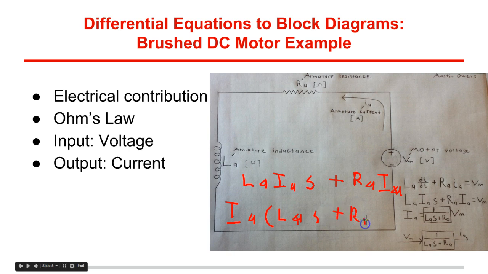From that, you're able to bring it over to the other side where VM is. So your control system becomes VM: whatever the signal is, it's VM times the block diagram, which is what we just did. We factored it on the other side, and this is what it would look like. Then the output would be the current. And that's how you get your block diagram. Does that make sense? Yes.